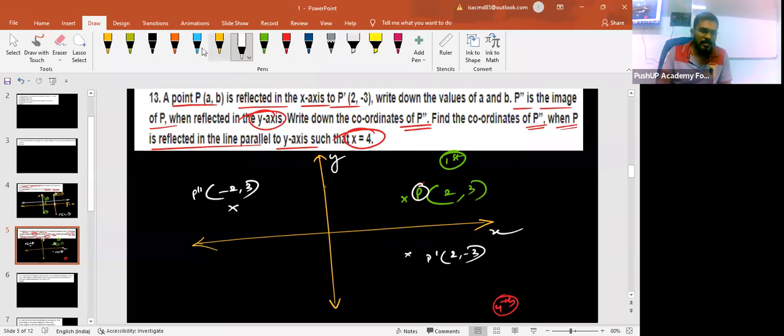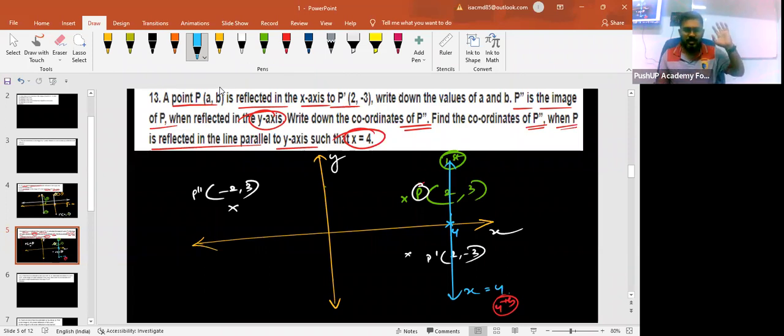Because when they mention x is equal to 4, you have a very clear idea it is passing through which point? This point, 4 on the x-axis, isn't it? So this is the line x is equal to 4. And obviously x is equal to 4 will be parallel to y-axis. So even if they don't mention it, we know it, right? So they just exaggerated the question here. Anyways, we understood the question.